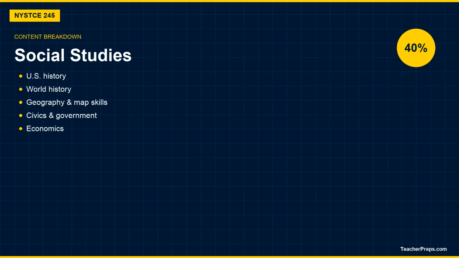The remaining 20% covers fine arts, health and fitness, family and consumer science, and career development, about 8 questions. This includes visual arts, music, physical education concepts, health education, and life skills appropriate for elementary students.